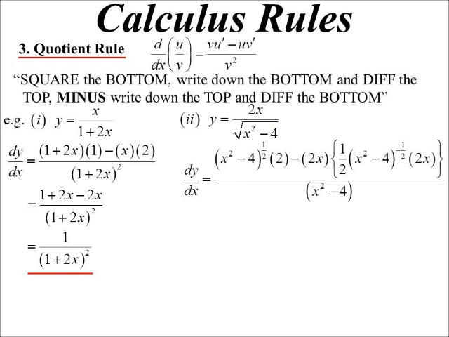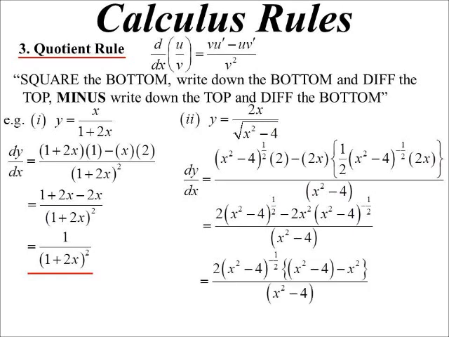Diff the bottom, but I'm going to have to use the chain rule. Bring down the power, half. Lower the power, minus a half. Diff the inside, 2x. Alright, we've got some tidying up to do. 2x times a half times 2x. That's 2x squared. We've got some common factors in there. 2 is in both. (x squared minus 4) to the power of, close, negative a half.